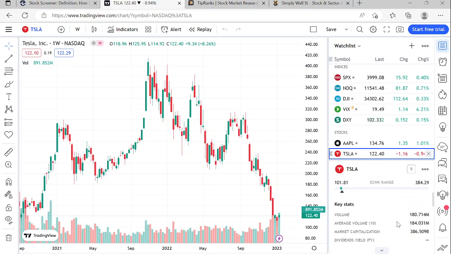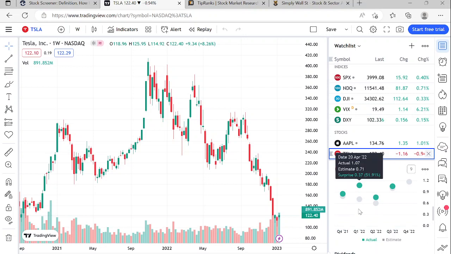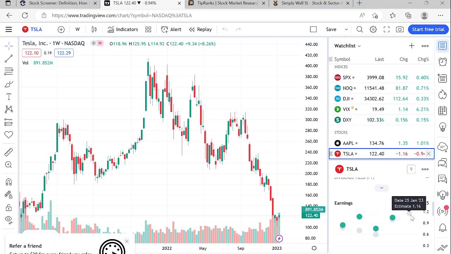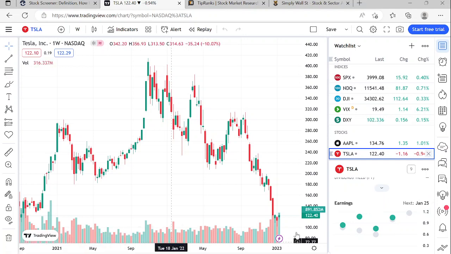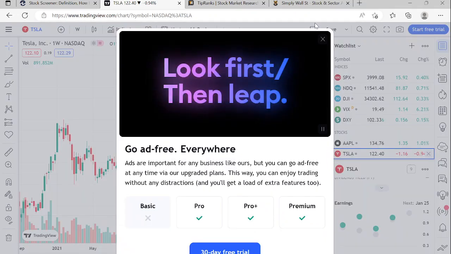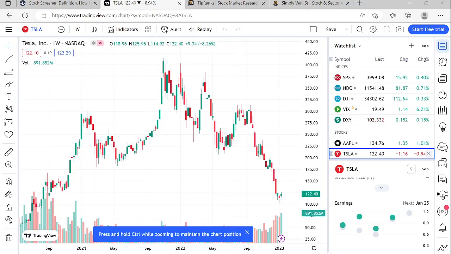But there are a few stats like volume, market capitalization, dividends, if they give dividends. Very important, the earnings dates, actually, so you know when the next earnings are. In this case, it's very close, the 23rd of January. Usually around the earnings there's a lot of activity, a lot of speculation around these dates. And then you can select a lot of other options.